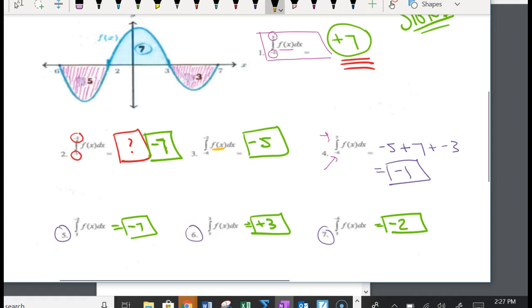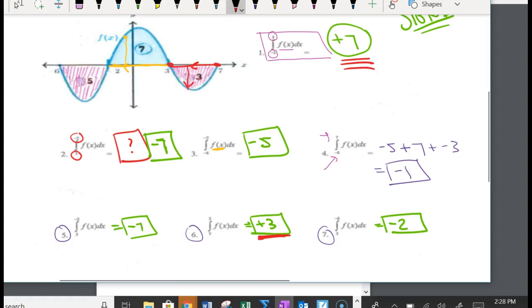Number 5, the definite integral from 3 to -2, right here, and I'm just making a note heading in this direction. Negative dimension times a positive dimension, right? -7, yeah? 7 to 3, I'm going to go from 7 to 3. So from 7 to 3, heading this way. 7 to 3, negative dimension, positive area, +3, positive net signed area.